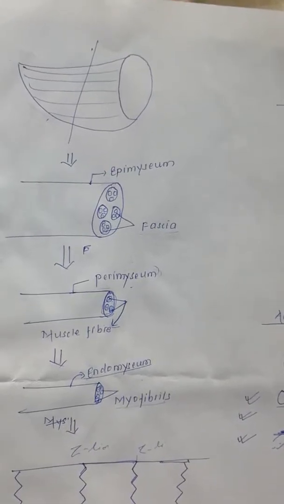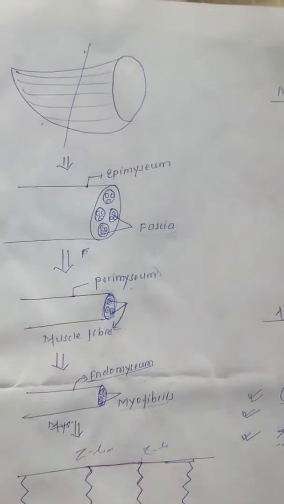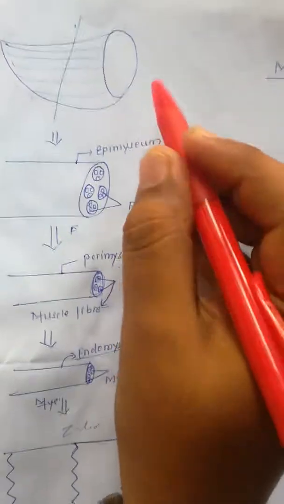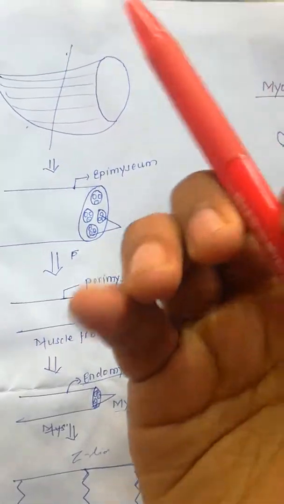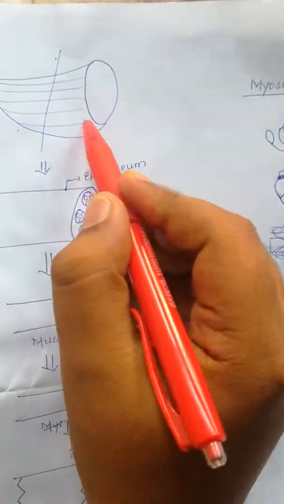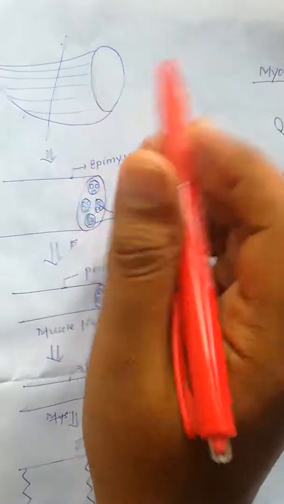Dear friend, today we'll know about the skeletal muscle and its structure. Okay, suppose this is the organic skeletal muscle of your hand.